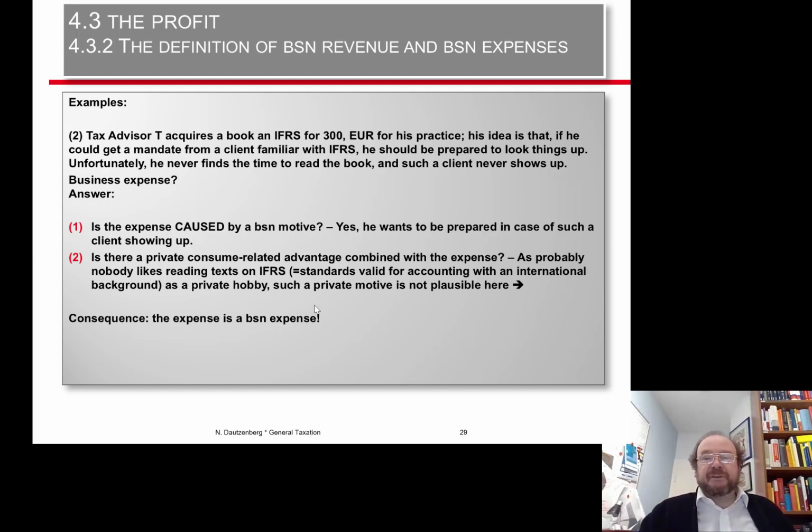And the answer is, first, do we have a cause, a business motive? Is it caused by business? And the answer is yes, as the case has been told, yes. Is there also a private advantage, so consumer-related private advantage, combined with buying a book on IFRS? Now you don't know IFRS, but it has to do with bookkeeping, and you already have an idea of bookkeeping. And I can say it's no secret that the vast majority of mankind does not regard reading books on bookkeeping as a favorite leisure time occupation.